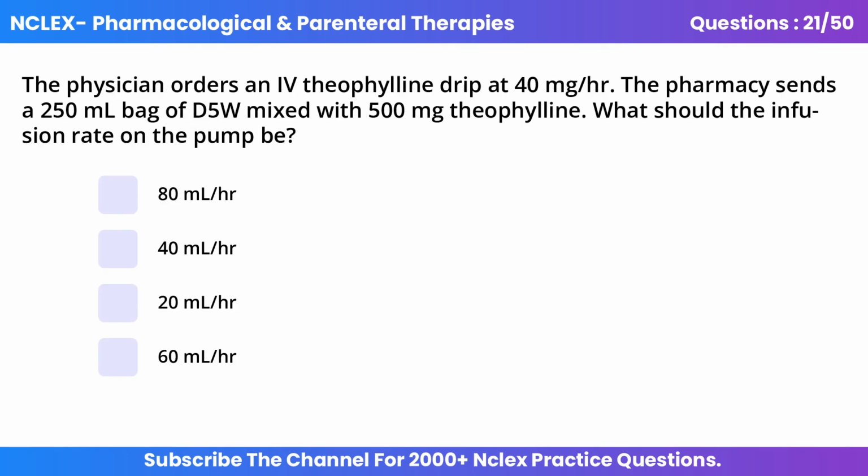Question 21. The physician orders a theophylline drip at 40 mg per hour. The pharmacy sends a 250 ml bag of D5W mixed with 500 mg theophylline. What should the infusion rate on the pump be? C. 20 ml per hour.